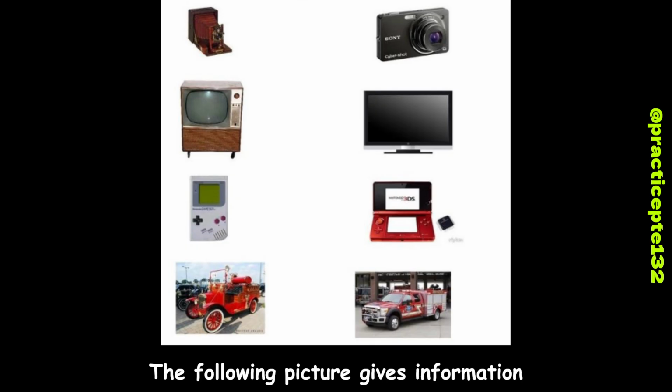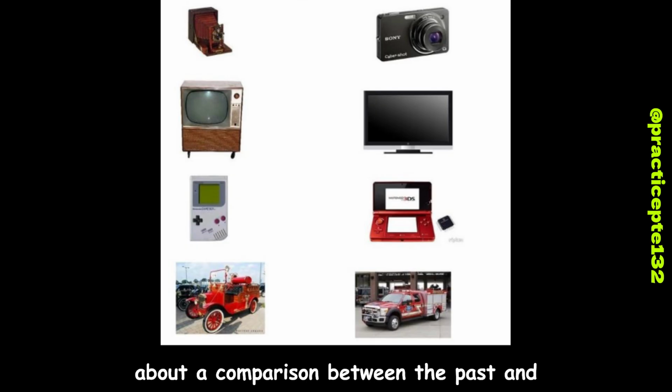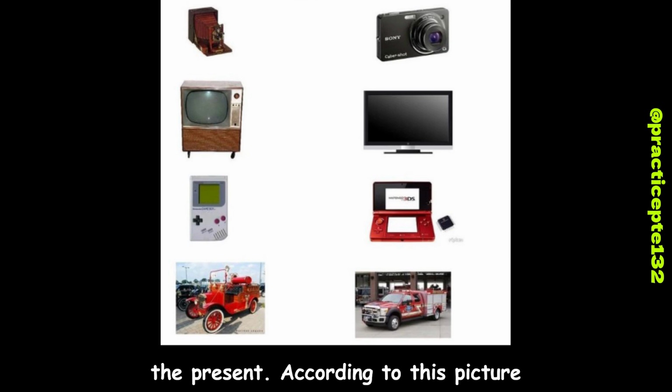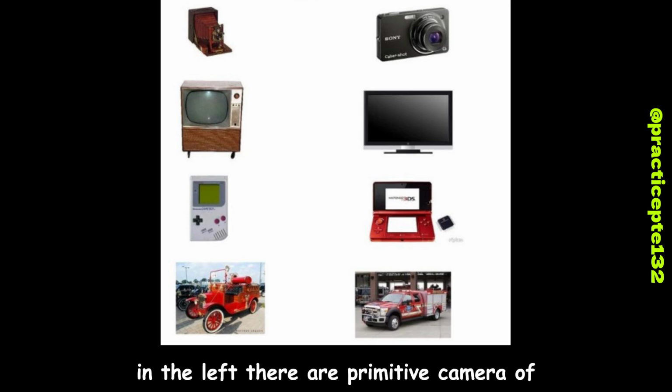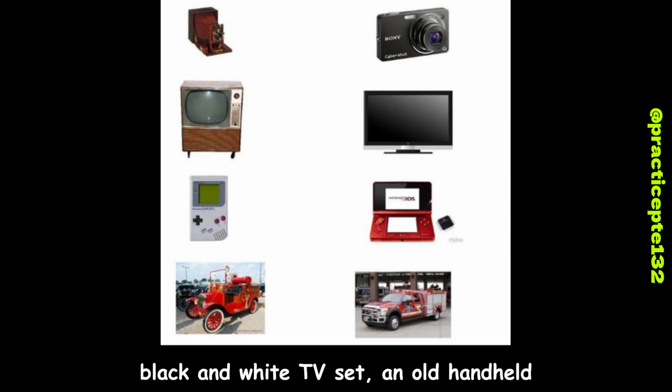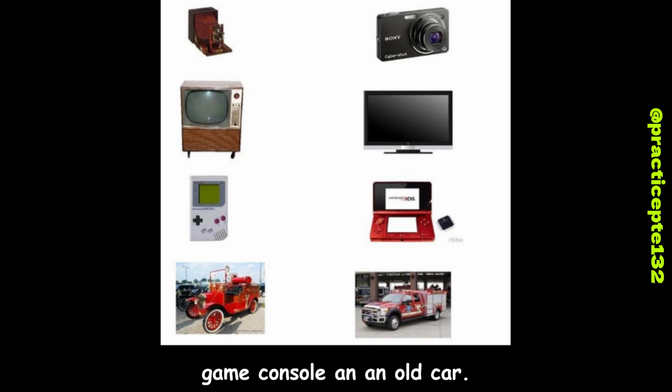The following picture gives information about a comparison between the past and the present. According to this picture, in the left, there are a primitive camera, a black and white TV set, an old handheld game console, and an old car.